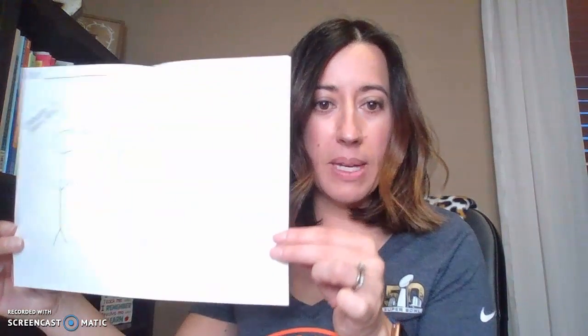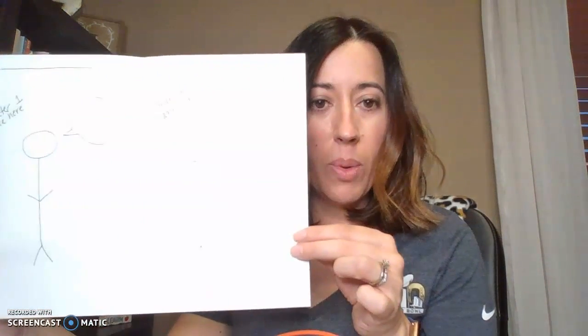Hi guys, so this is the directions for the character comparisons choice board activity for this week. To start, you're going to need just a blank piece of paper, computer paper, line paper, whatever you have on hand. I folded my paper in half just to help me sort of organize my work. You can do that if you want.